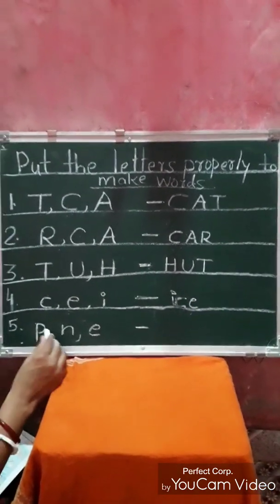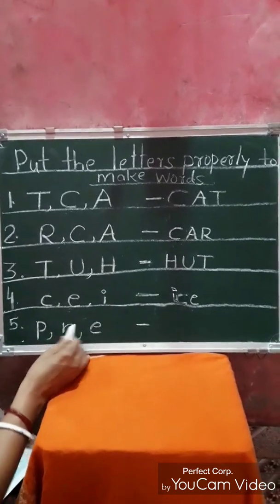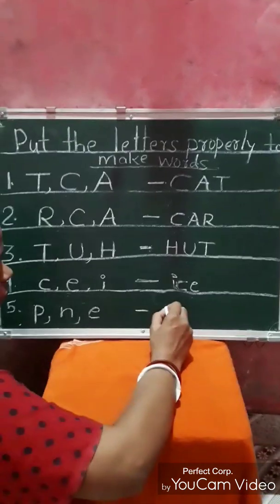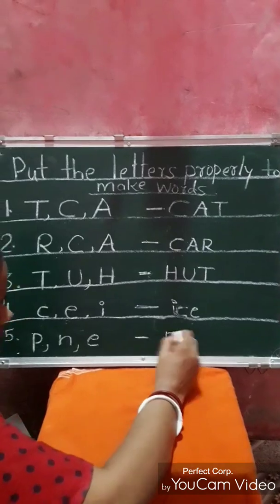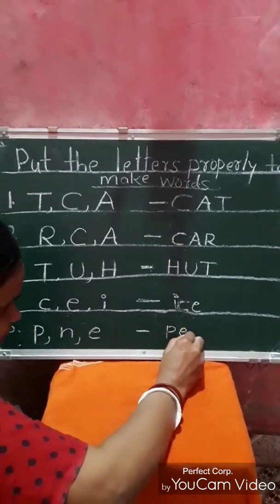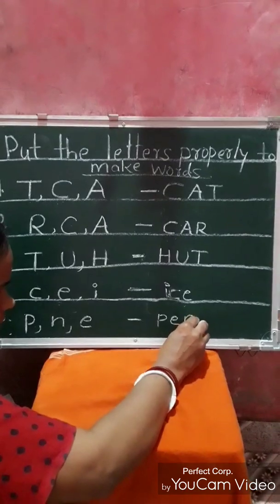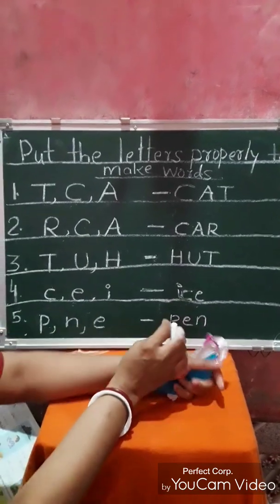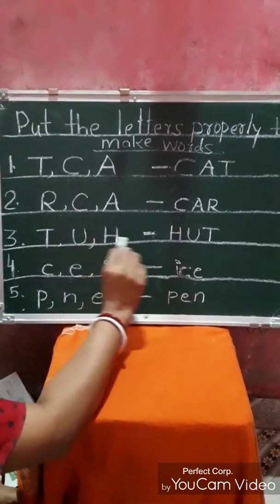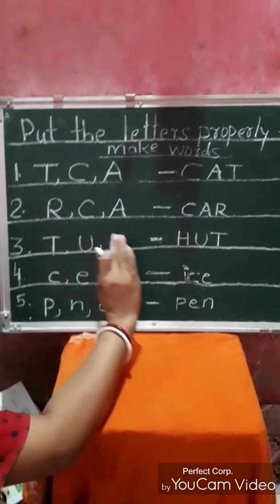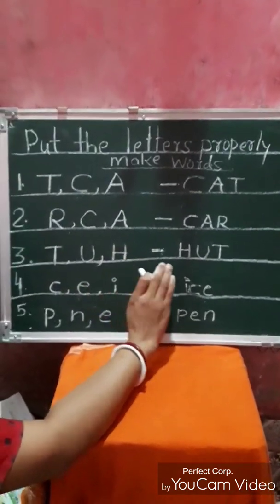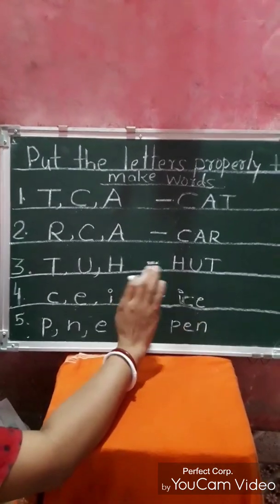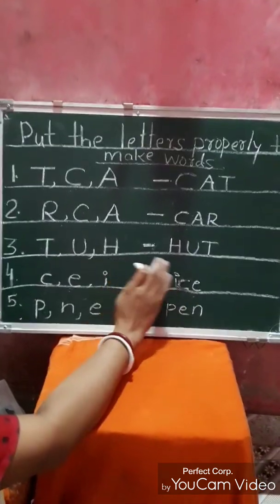Next, number 5. The letters are P, E and N. With the help of these 3 letters, we try to make a new, meaningful word. P, E, N. P-E-N, pen. Pen means color. So by looking at all these examples, we come to know that when we put the letters in a proper way, then we get a meaningful word. And these words we use while speaking or while writing.